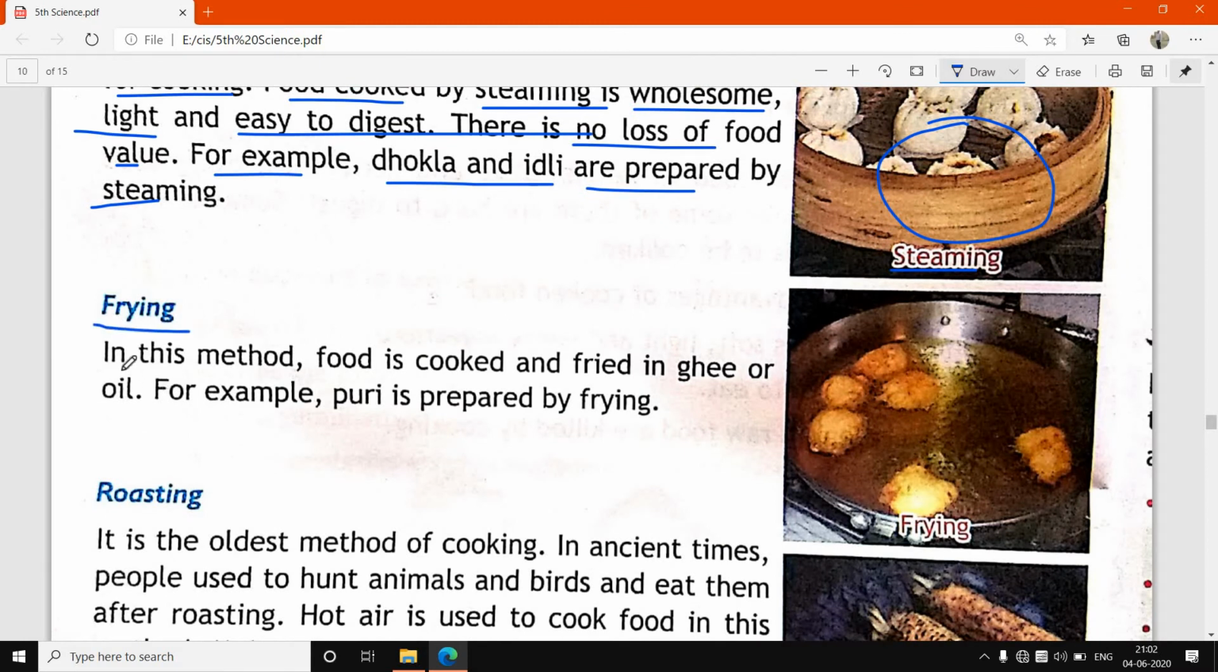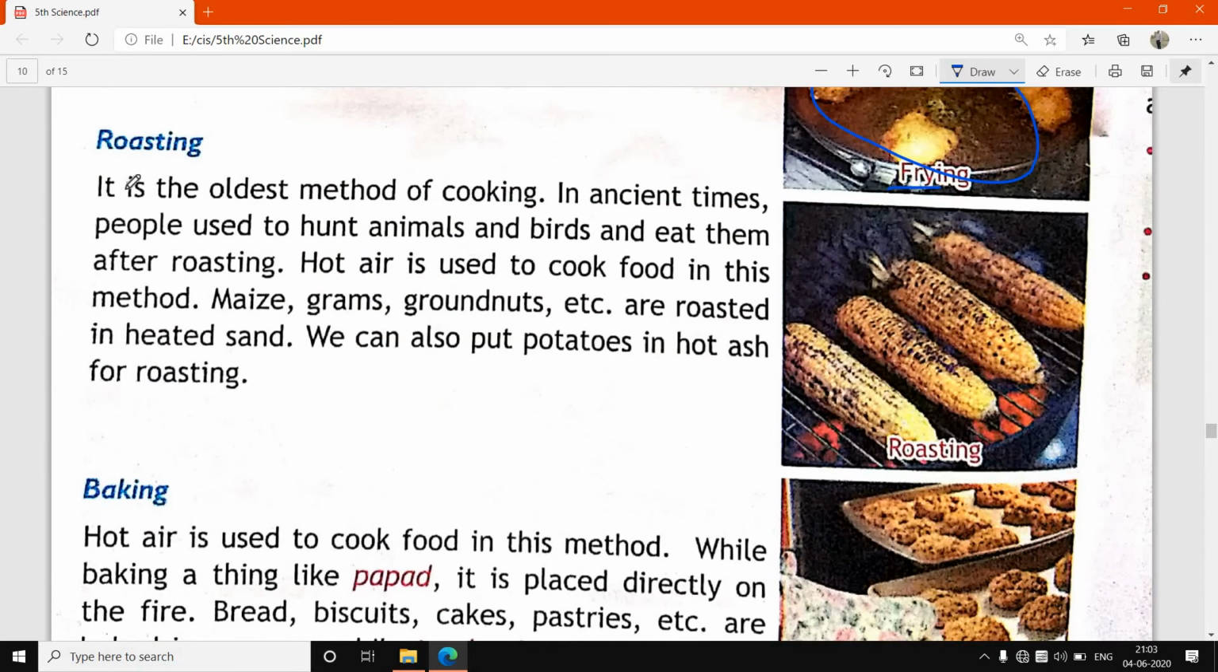Now the third is frying. In this method, food is cooked and fried in ghee or oil. For example, puri is prepared by frying. So this is the method of frying. फ्राइंग के अंदर हम फूड कुक कर सकते हैं. जो फ्राई करते हैं वो किस में करते हैं? घी एंड इन द ऑयल. So puri is an example that we prepare by the process of frying.